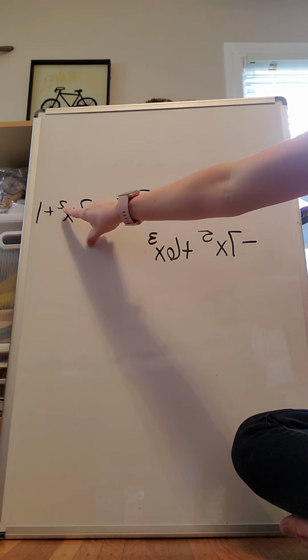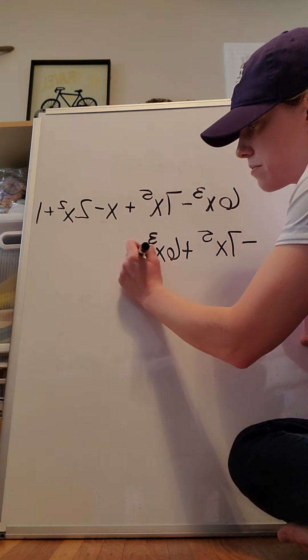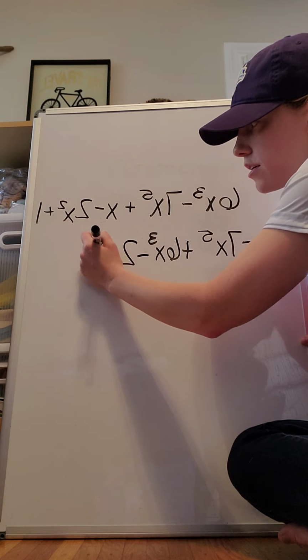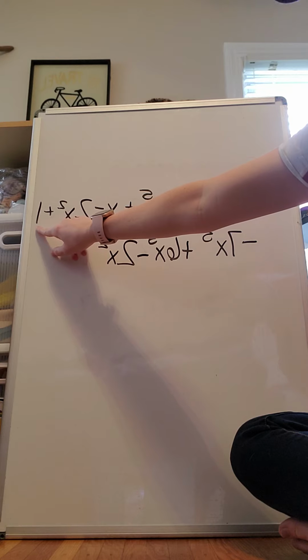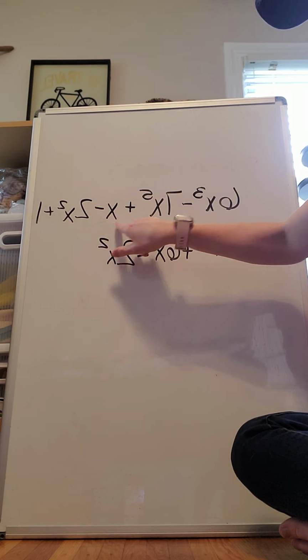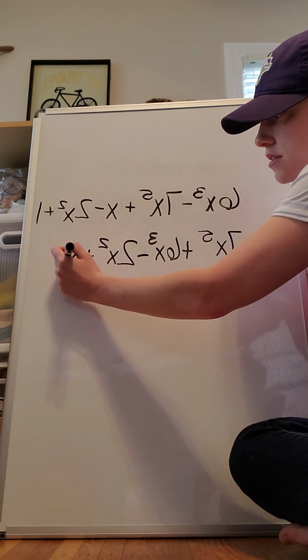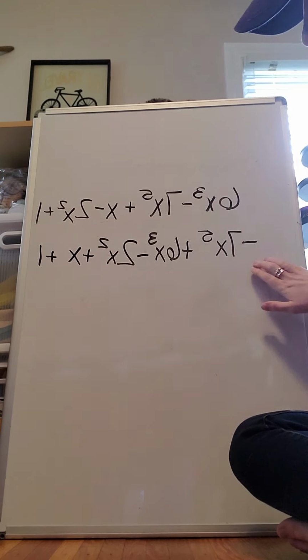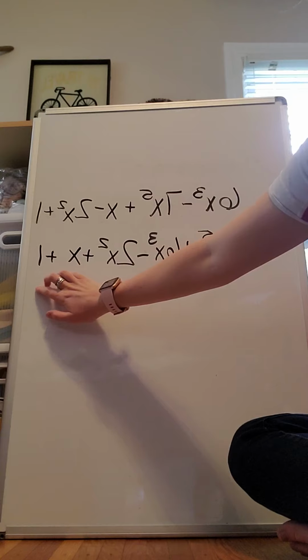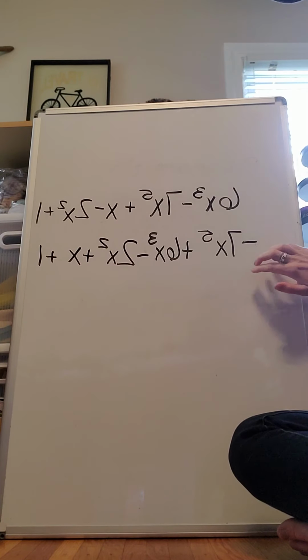Then our next highest is this 2 here. Minus 2x squared. This one does not have a variable at all, so that's going to come last. We'll have plus x plus 1. Here it is written in standard form. It's exactly the same. It's just rearranged a little bit.